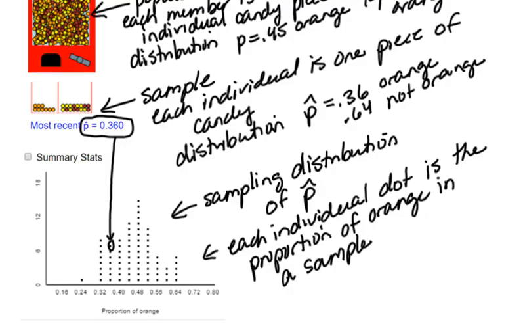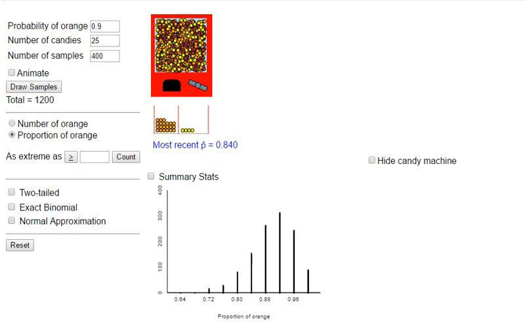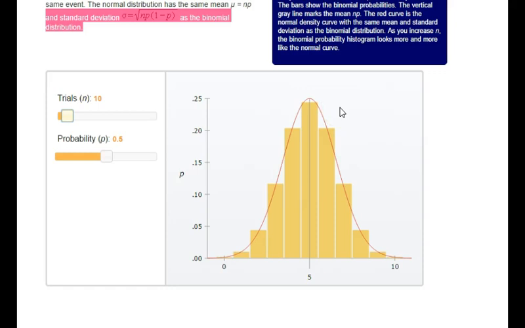Now, we can see this in another place. Pause a moment here. We see here, this is not a distribution of p hat. This is a distribution of a binomial variable. So this would be a situation where the probability of success is 0.5. We do 10 trials.